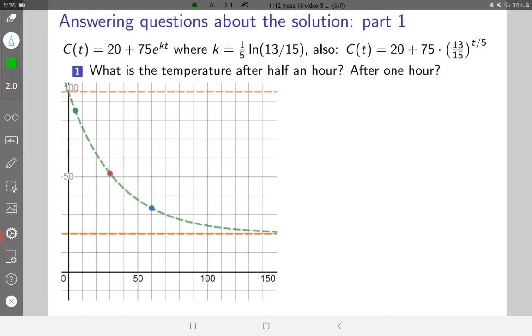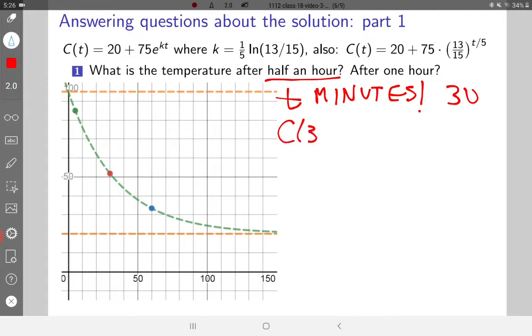Okay, let's use this function to now answer some questions about it and the situation we're dealing with. What would be the temperature of the coffee after half an hour? Well, remember that T is measured in minutes. Always pay close attention to the units of measurement. So when I say half an hour, that means T equals 30 minutes. So to evaluate this, I'm going to say, what is C of 30? What happens when I plug in 30 for T?